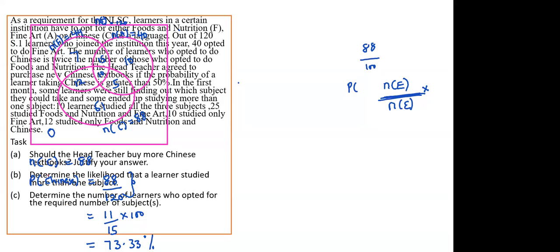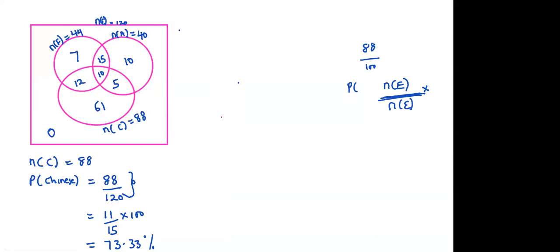Okay, thanks. Then part B: determine the likelihood that a learner studied more than one subject. Now, more than one subject. When they say likelihood, that is probability. They are indirectly asking you for probability. Yeah, that is what the question wants.